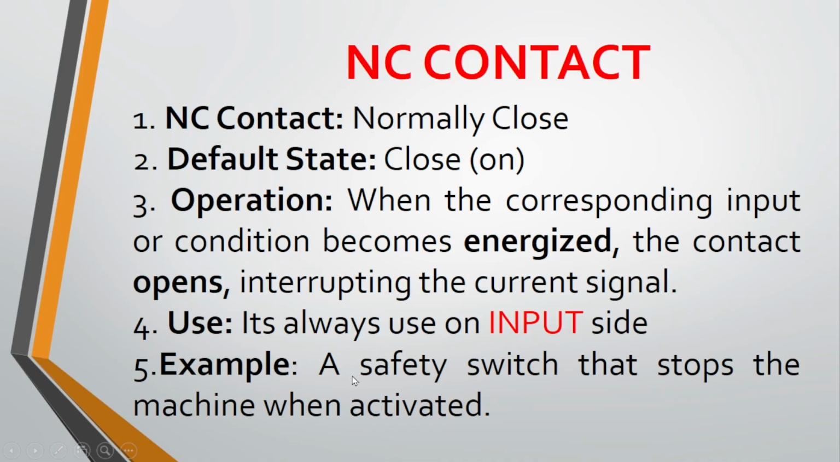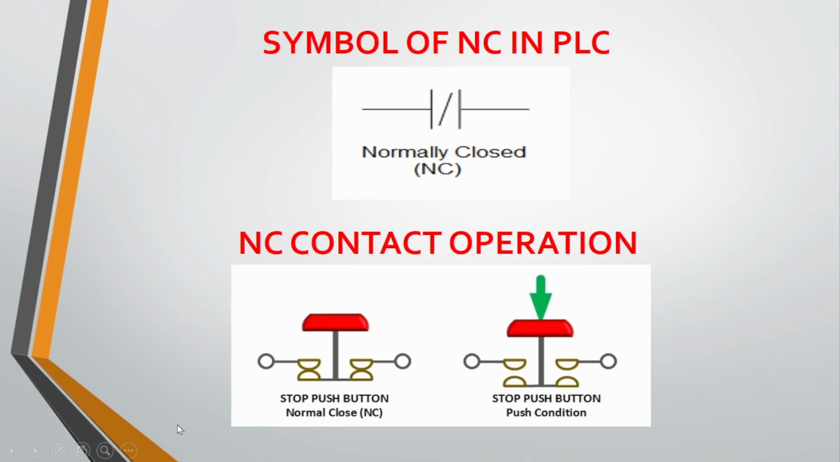For example, a safety switch that stops the machine when activated, means in the initial condition the machine is active, and when we press the safety switch, it suddenly stops the machine. Next is the symbol of NC in PLC. This is the normally closed contact symbol in PLC programming language.